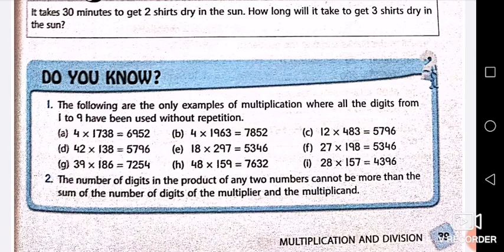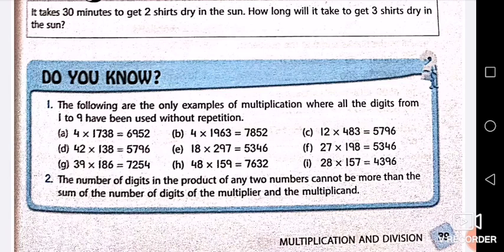See, in A only you are getting 1, 2, 3, 4, 5, 6, 7, 8, 9. And no digit from 1 to 9 is repeating at all in any of these examples.